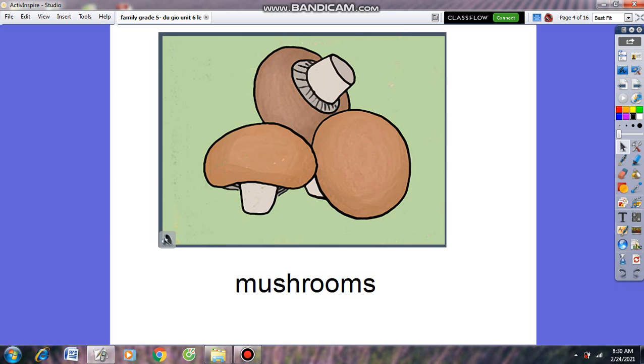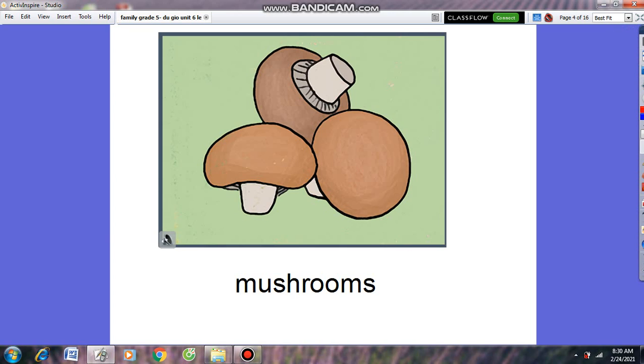Look at picture 2. Can you guess what this is? What are these? Okay, I know you can guess the name of the food. You can see the food at home, at your house. Now, you listen. Mushrooms. Okay, now listen again. Mushrooms. Okay, once more.